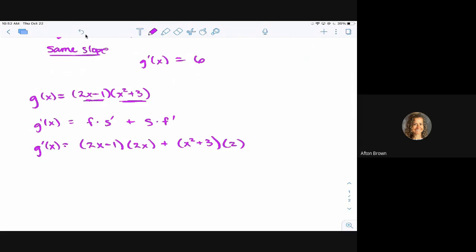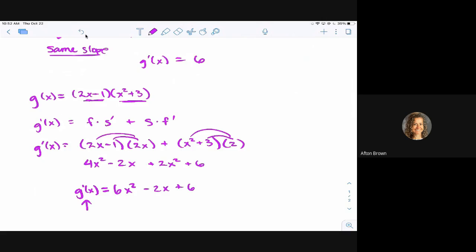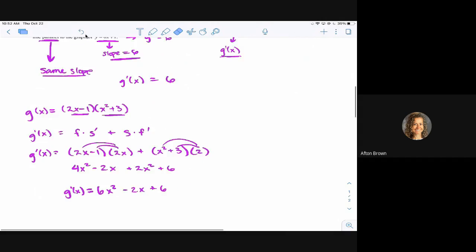This question's asking us to do a lot more, so we need to keep going. I'd simplify, so I'm going to distribute. That would give me 4x squared minus 2x. I'll distribute here. I get a 2x squared and a plus 6. We can combine like terms, so I've got 6x squared minus 2x plus 6. I need to label it. What did I just find? G prime, right? So this is still the derivative of g. Just need to make sure I'm always identifying where I am in the question.